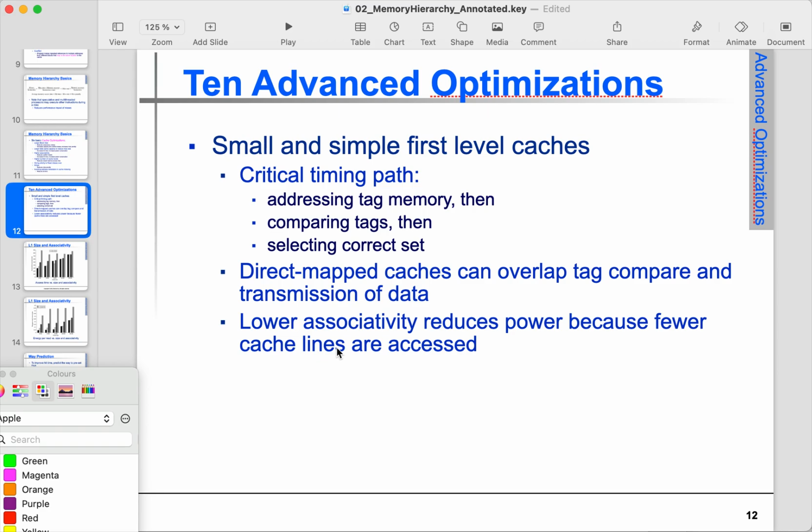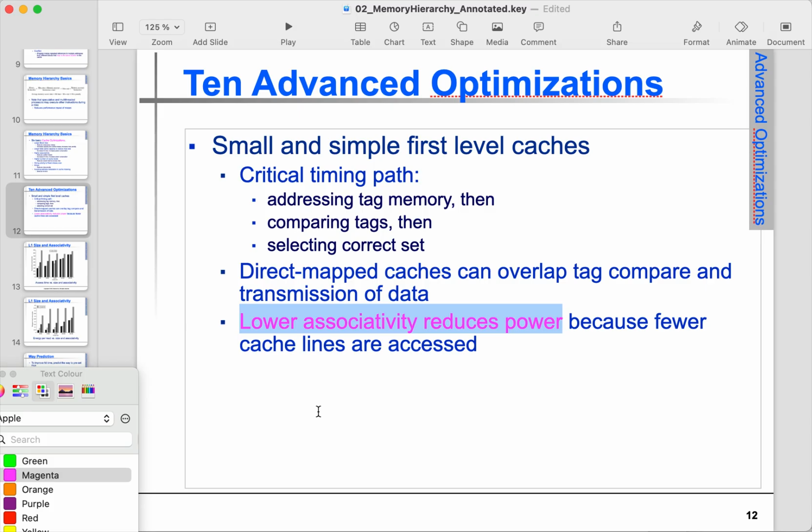Small and simple first level caches would address tag memory. We can compare the tag and then select the correct set. A direct map cache can overlap tag comparison and transmission of data. Lower associativity reduces power consumption because fewer cache lines are accessed.